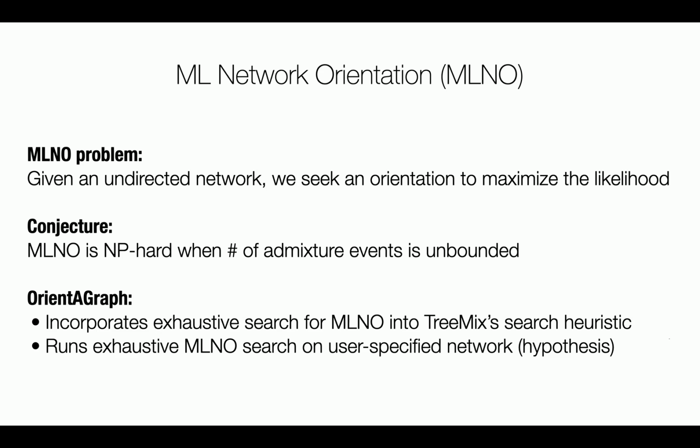And we conjecture that this problem is NP-hard when the number of admixture events is unbounded. But when the number of admixture events is relatively small, we can exhaustively search orientation space. And we've implemented an exhaustive search for the MLNO into TreeMix's search heuristic. This software package called OrientaGraph is built on top of TreeMix, and it enables some other things. For example, the user can provide a network from which OrientaGraph will search for the maximum likelihood network orientation. And this will additionally show if multiple orientations have similar likelihood scores.